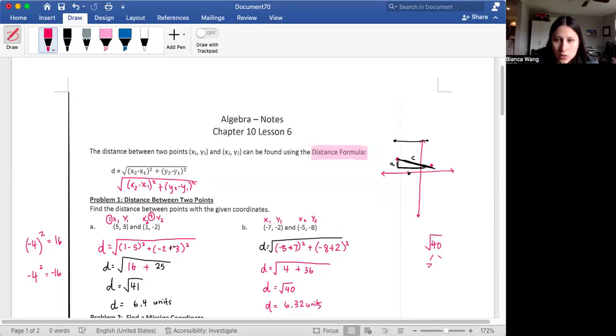So you have 2 and 20. 20 will be 2 and 10. 10 doesn't really factor out into anything smaller. We've got a pair here. You could also say it's 2 times square root of 10.